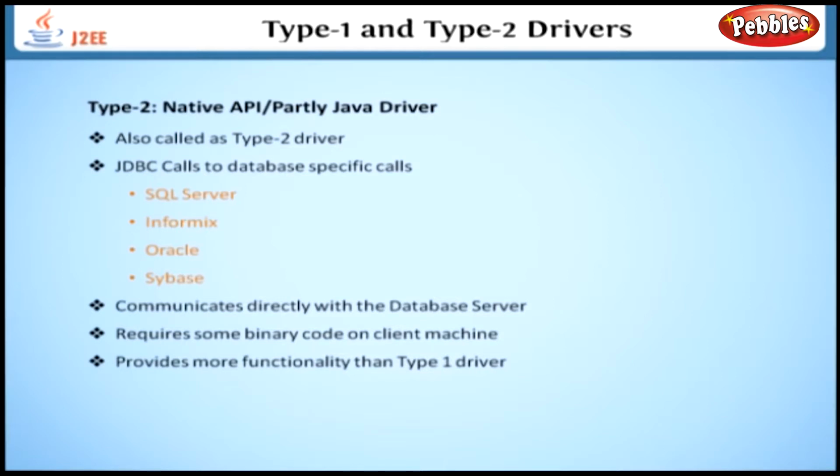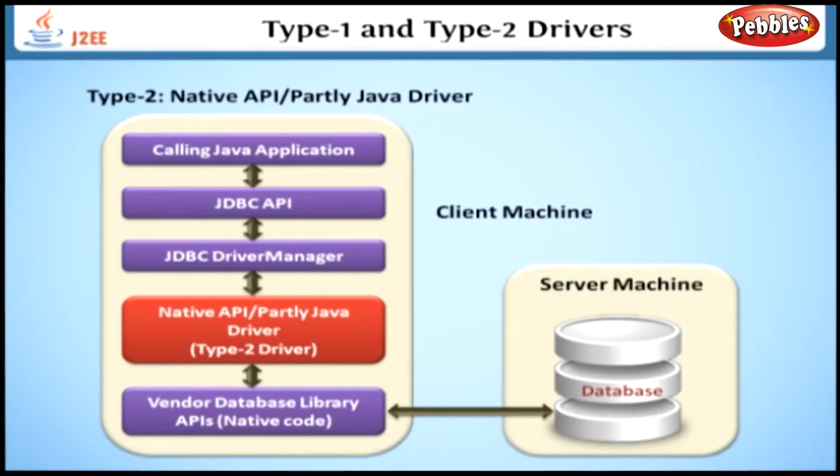Now we will discuss how we can get the database connection using Type 2 driver. Here is the flow of request in this environment. The request from the application goes to a Driver Manager and then to the Type 2 driver, and then it accesses the vendor database library APIs to communicate with the database. Let us see the benefits and drawbacks of Type 2 driver.